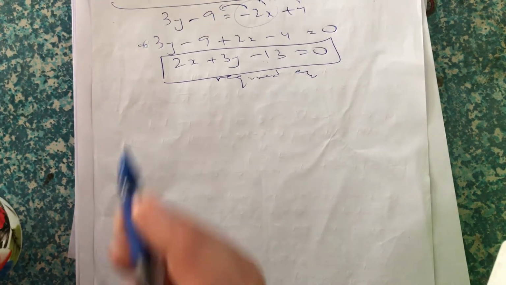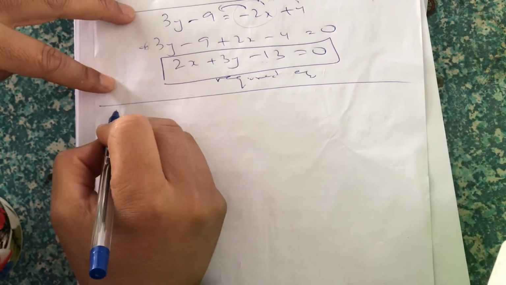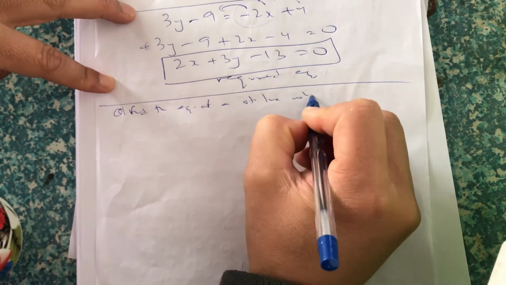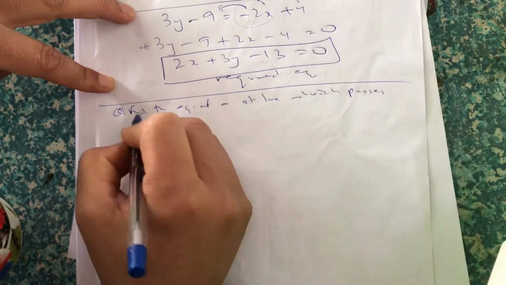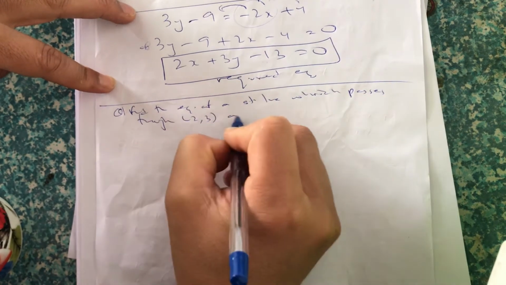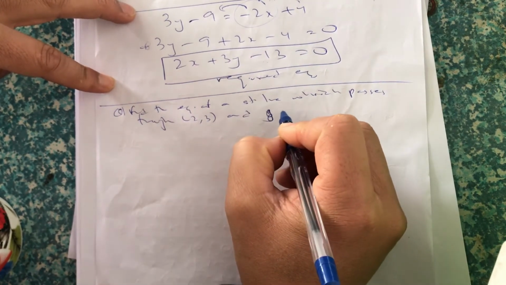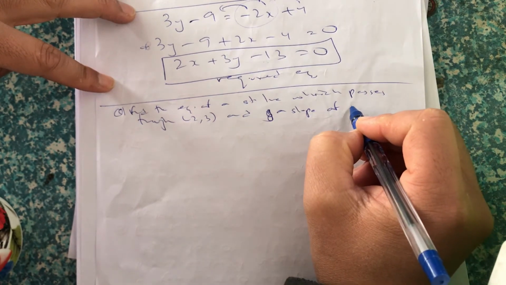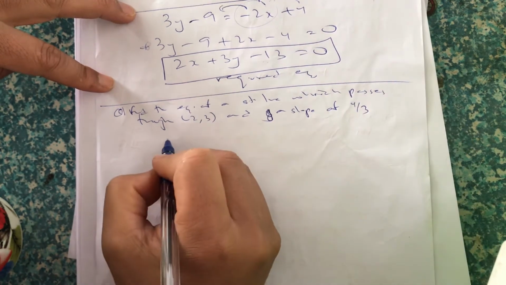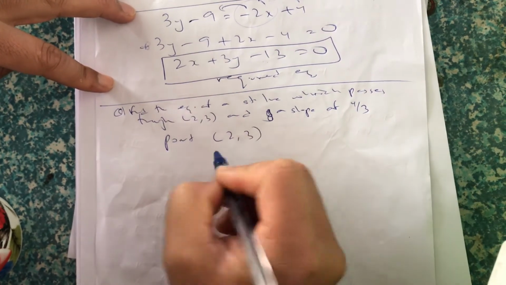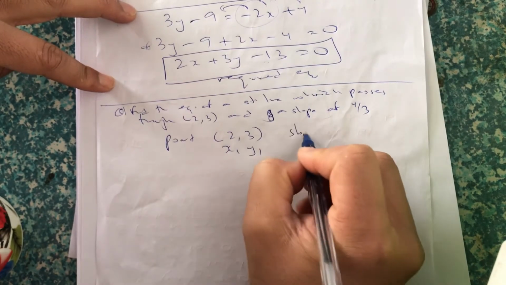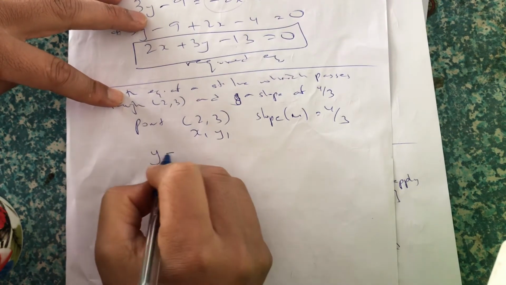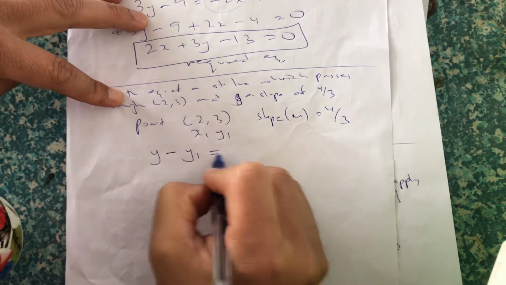So let's give you another example. Proper question will be like, find the equation of a straight line which passes through (2, 3) and has a slope of 4 by 3. So then I have a point that is (2, 3), I'll write it x1, y1. Then I have a slope that is m is equal to 4 by 3. Then the formula that I'll use to get my equation is this.